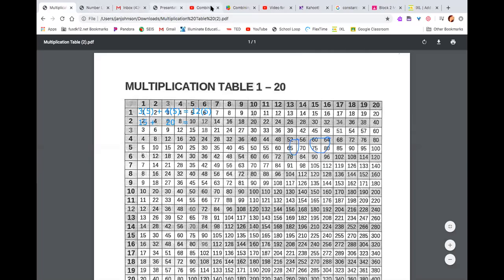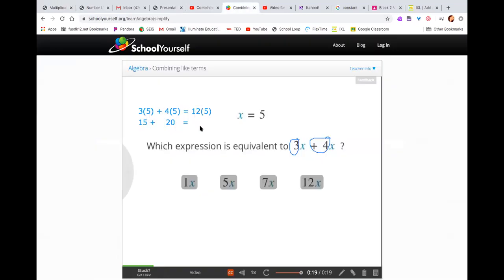Okay, going back to here, let me finish what I was doing because I saw some other things on there. So 12 times 5 is 60, and then 15 plus 20 was 35. And is 35 equal to 60? No, that's not equal. So can the answer be 12x? No. Okay.